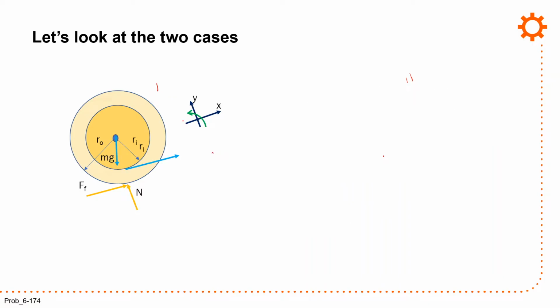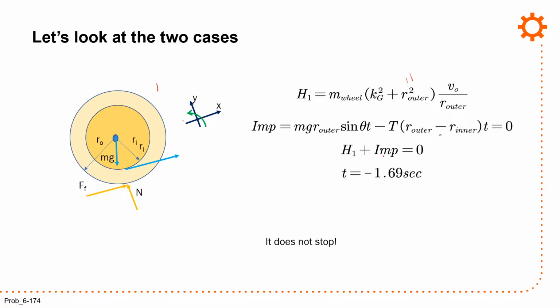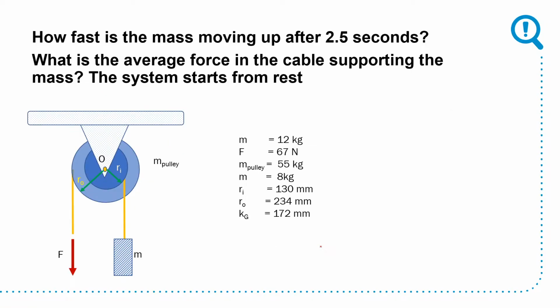If I shift the tension down, everything's exactly the same except here. That sign flips from positive to negative. All the other terms are exactly the same. It's still negative moments, all of that. And I end up with a result of minus 1.69 seconds. So what that tells me is that applying the tension there does not stop the wheel. So, kind of a fun problem just to show some of that.